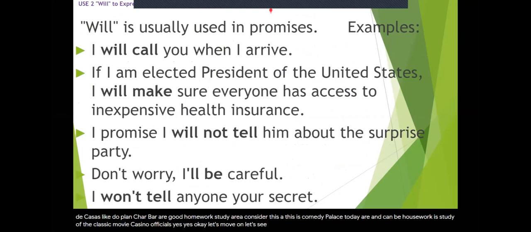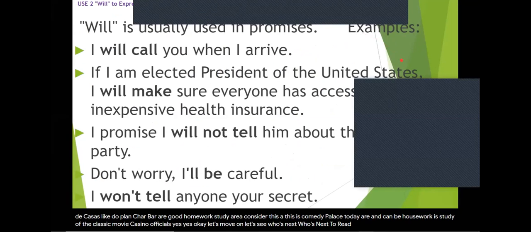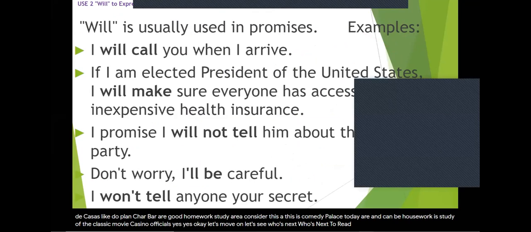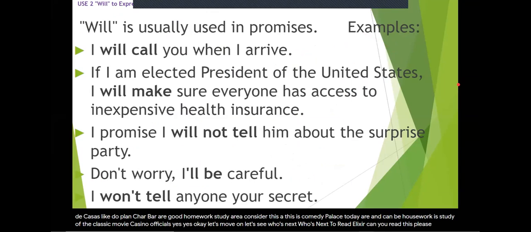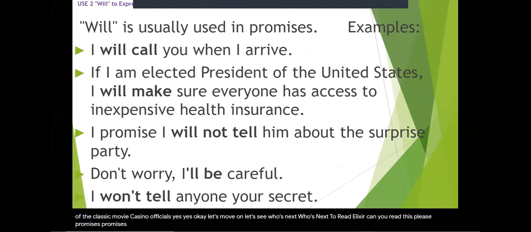Who's next to read? Alexa, can you read this, please? We use it usually in a promise. I will tell you when I arrive. I am Alex, president of the United States. I will make sure everyone has access to inexpensive health insurance. I promise I will not tell him about the surprise party. Don't worry, I'll be careful. I won't tell anyone your secret. Very good.